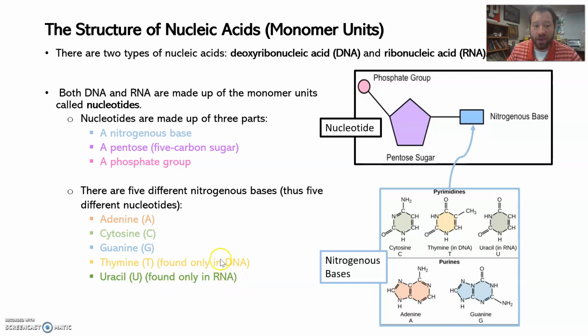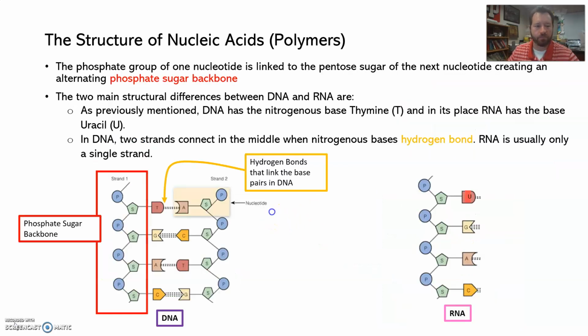So because there's 5 different bases, that means there's technically 5 different nucleotides. But really, the only thing that's changing is the nitrogenous base. You can have A, C, G, T, or U. And there's a picture a little closer up. We'll talk more about these when we get to DNA in chapter, I think it's 7, later on this year.